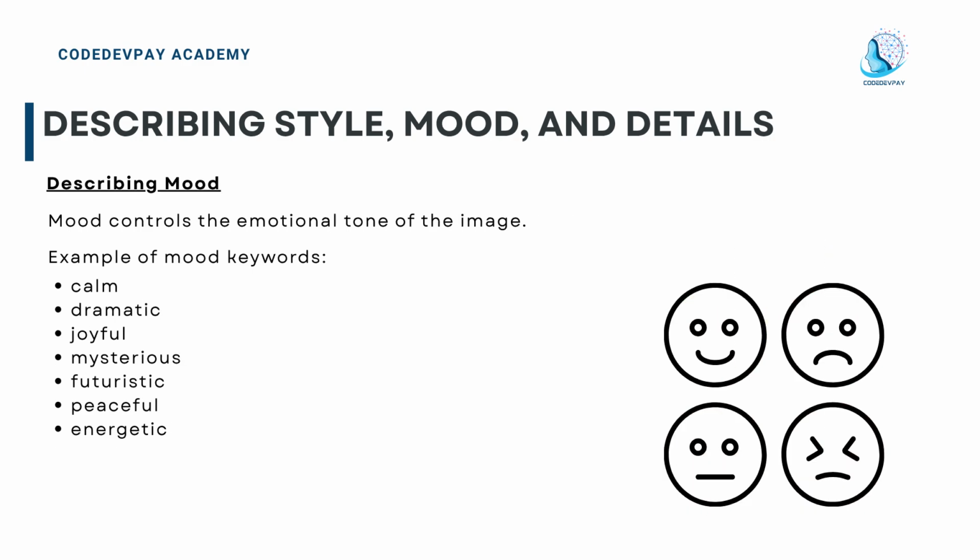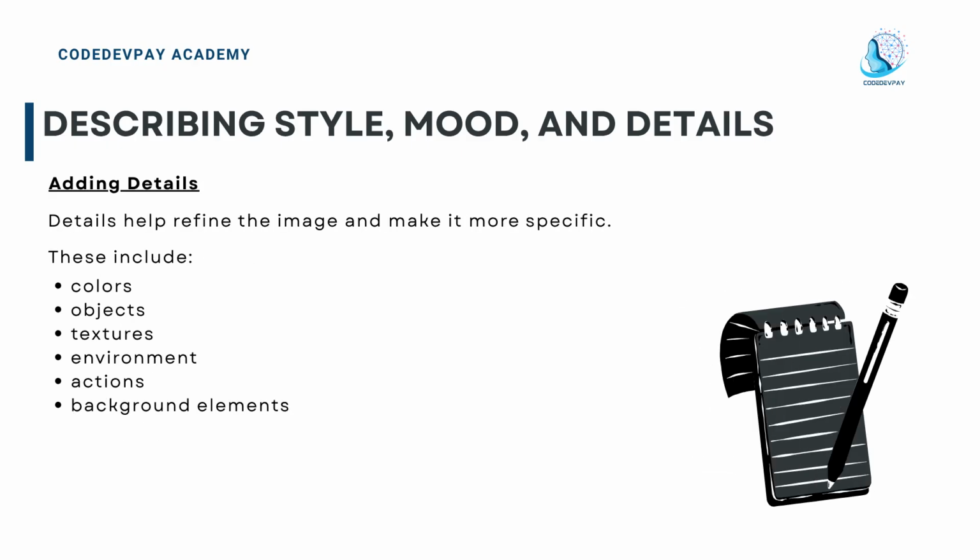And what about describing mood in our images? The mood will control the emotional tone of the image. Some keywords are calm, dramatic, joyful, mysterious, futuristic, peaceful, and energetic. Some details also include colors, objects, textures, environment, accents, and background elements. These details help to refine the image and make it more specific.